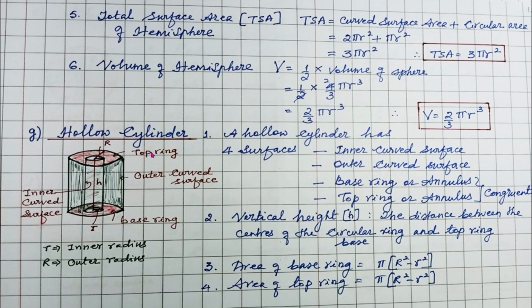Now, hollow cylinder. A hollow cylinder is nothing but a pipe. A hollow cylinder has 4 surfaces. It has the inner curved surface, the outer curved surface, the base ring and the top ring, which we call the annulus. The base ring and the top ring are congruent rings. Now, the vertical height is the distance between the centers of the circular base ring and the top ring.